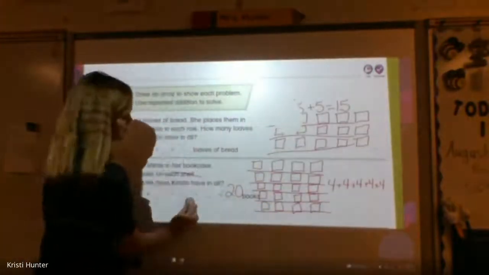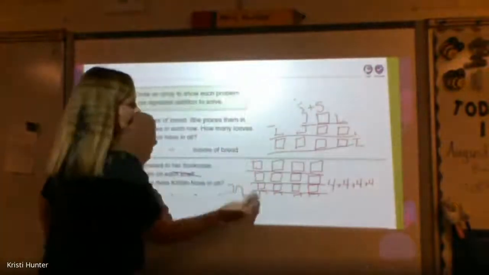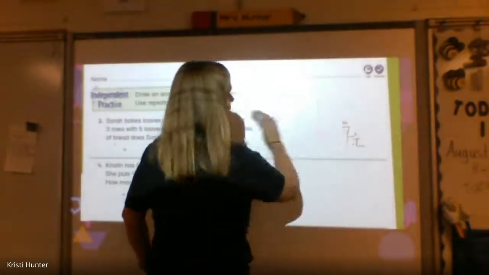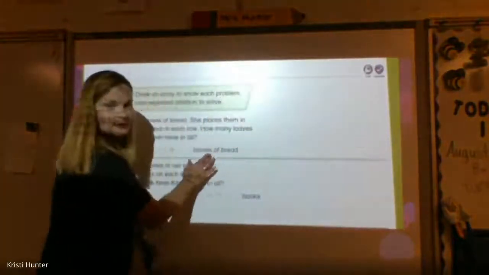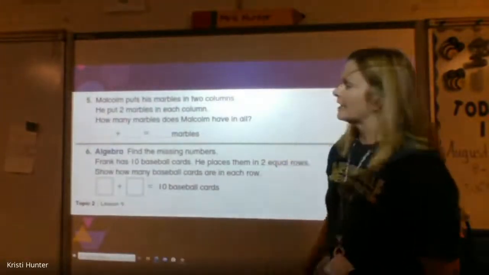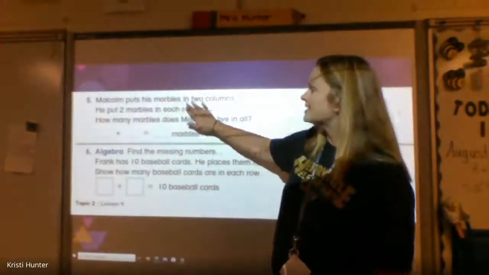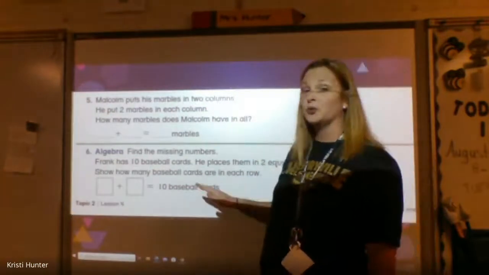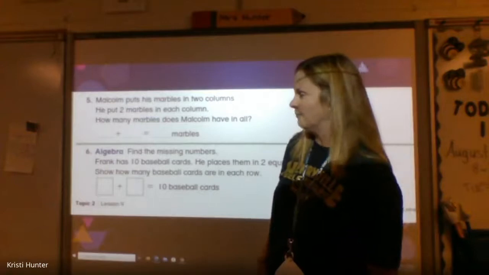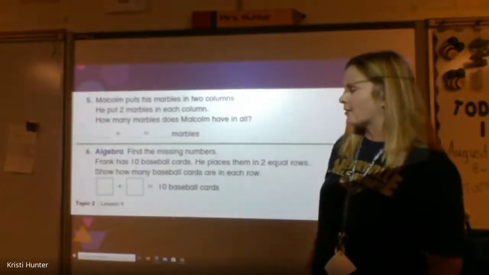Now my screen doesn't want to turn. Are you getting good at drawing arrays? I hope so. Let's see what this one says. It says Malcolm put his marbles into 2 columns. He put 2 marbles in each column. How many marbles does Malcolm have in all?